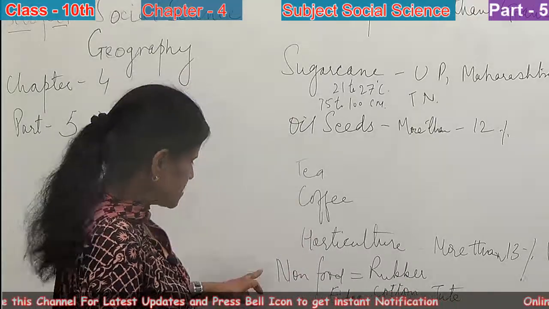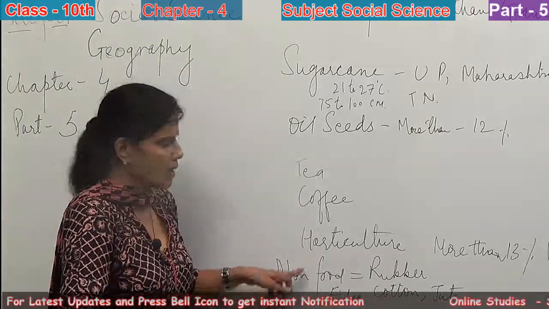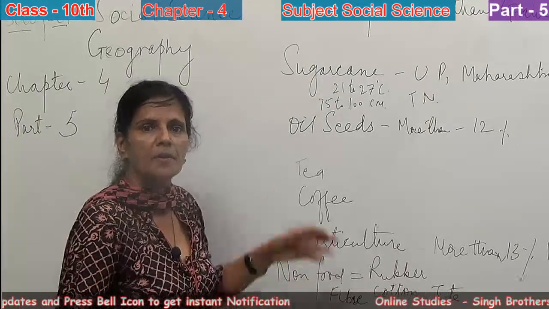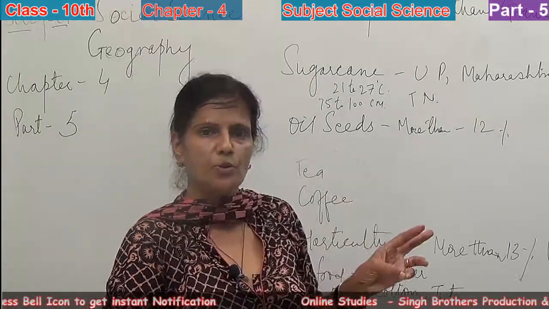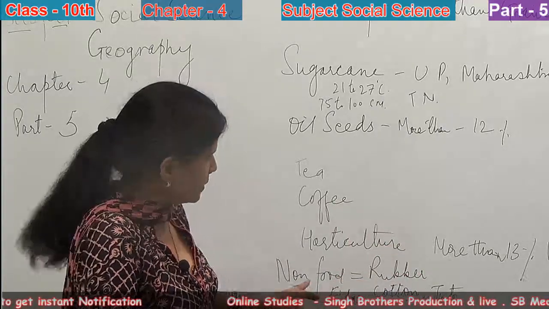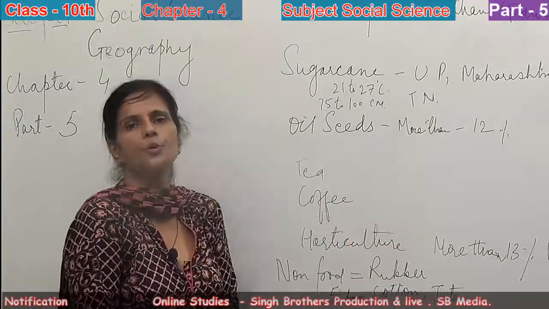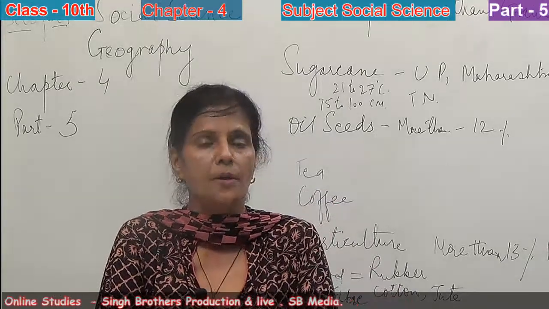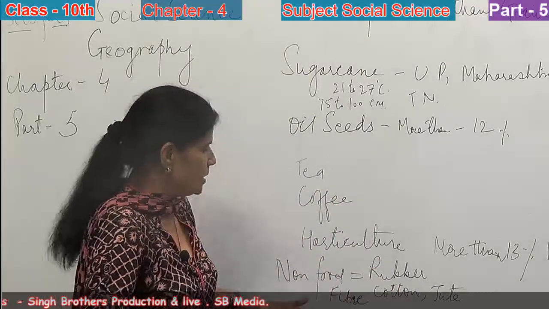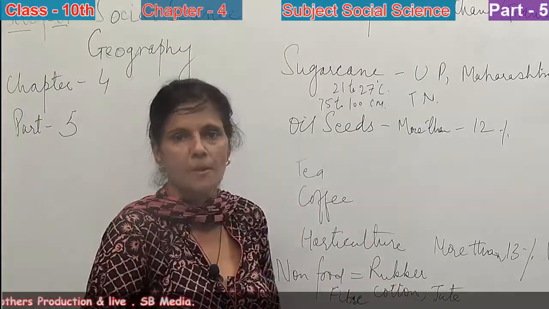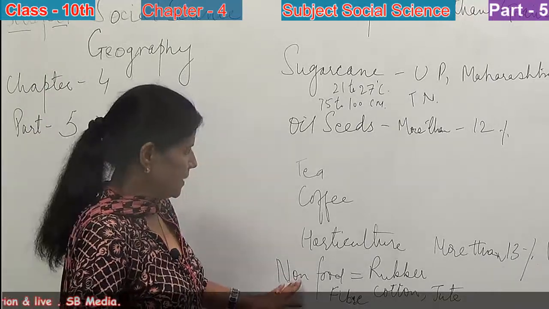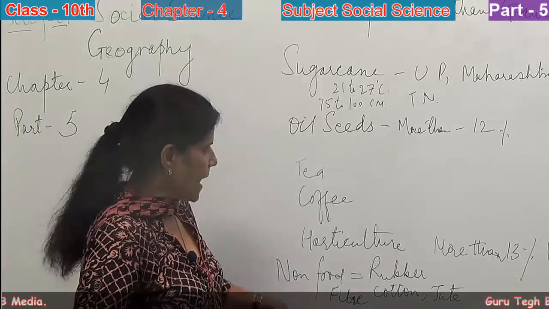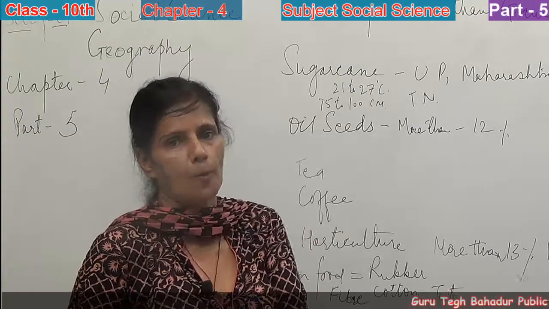Correct? Then we switch over to non-food crops. All these are food crops: grains, other than grains, beverage crops, etc. Now we will talk of the non-food crops, which account for a lot and which are very important for our industrial development, for our industries. Correct? And in this topic, we have rubber and fiber crops.